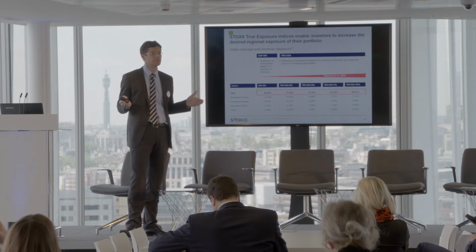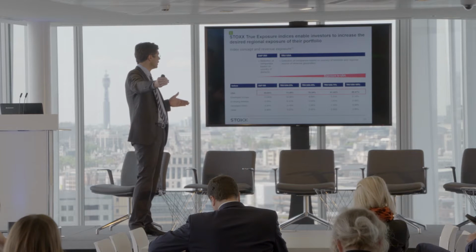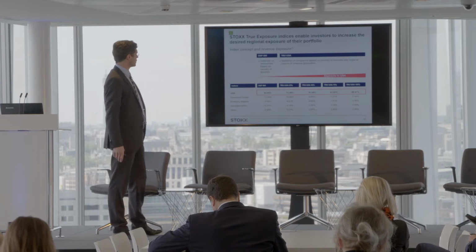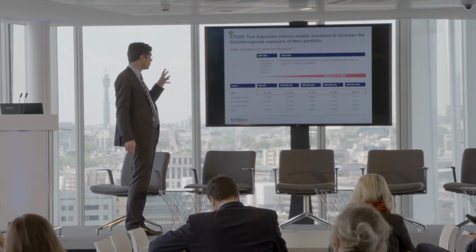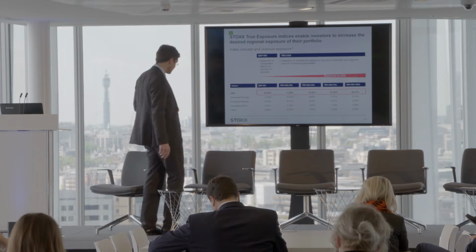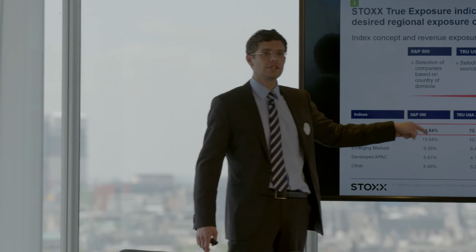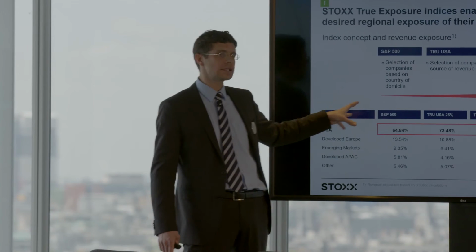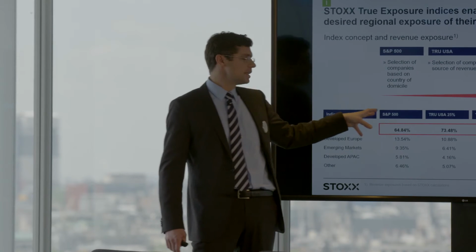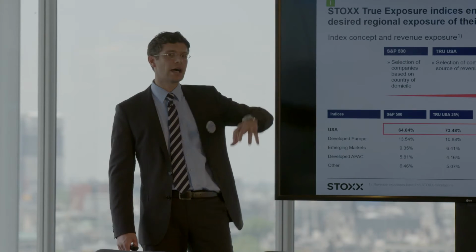Let's assume we have a European domiciled investor who would like to extend or diversify regionally into the US equity market. If he added the US portion via an investment into the S&P 500, he would get a true exposure to the United States only worth about 65%. Why is that? Because US companies selected into the S&P 500 generate only about 65% of their revenues in the United States.